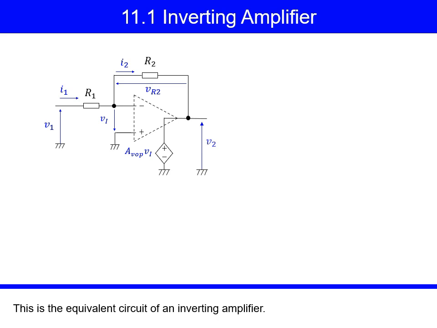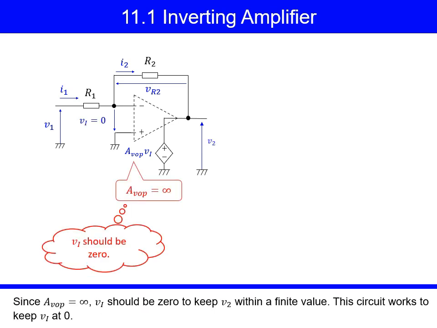This is the equivalent circuit of an inverting amplifier. You can start the analysis of this op-amp amplifier with Vi equals 0. Since AVOP equals infinite, Vi should be 0 to keep V2 within a finite value. This circuit works to keep Vi at 0.